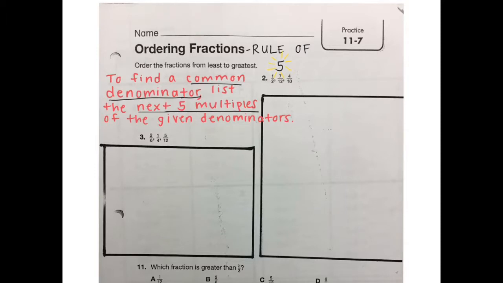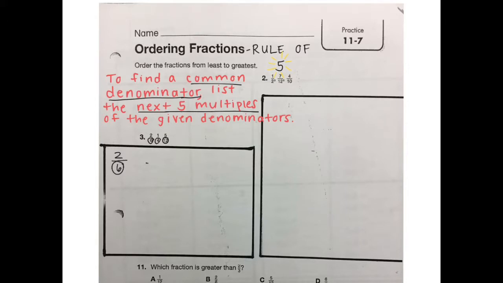So if I'm looking at number 3, I need to put these 3 fractions in order. 2/6, 1/4, and 5/12. All of my denominators are different, so I'm going to need to find a common denominator. I'm going to start with 2/6. So 2/6, I'm going to write it right here. I have to find the first 5 multiples of 6 to see if I can find a common denominator.